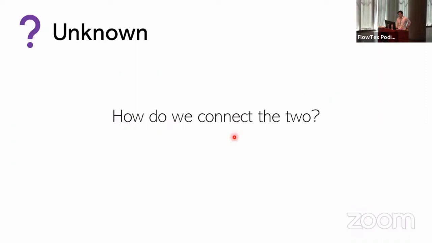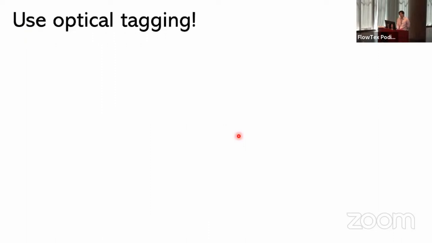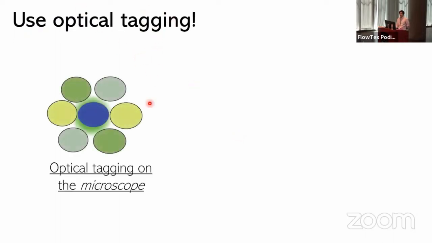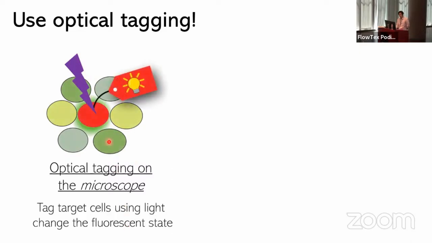When we started this project, there was one unknown that we really had to solve: how do we connect microscopy with FACS sorting? We decided to use a method called optical tagging. Basically, you visualize your cells under the microscope and look at their spatial and temporal properties. For example, this blue cell looks interesting. You can then precisely shine light only onto those cells that look interesting to change their fluorescent state.